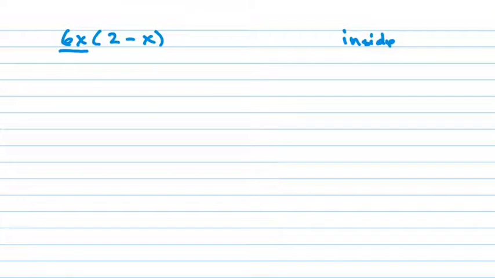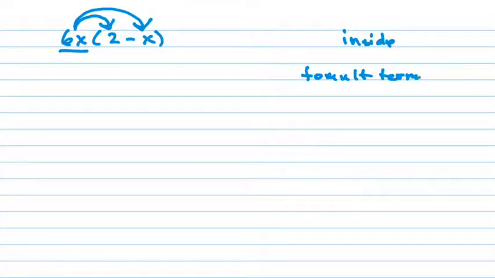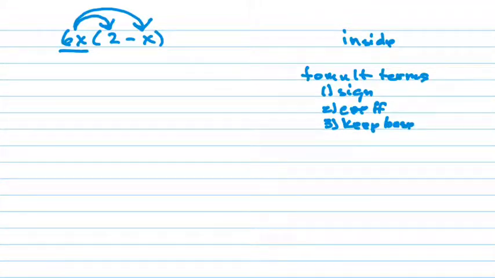What that means is to distribute that 6x to every term inside the bracket. So we're going to take the 6x times the 2, then we're going to take the 6x times the negative x, and do it piece by piece. Unless you're really good at this, always do it piece by piece. Remember, to multiply terms, first we do the sign, then we do the coefficients. What do we do to the base? Keep the base. And if there are any exponents, what do we do to them? Add the exponents. Excellent.